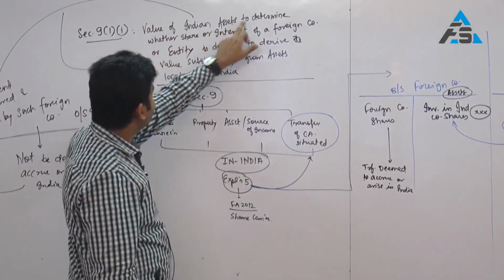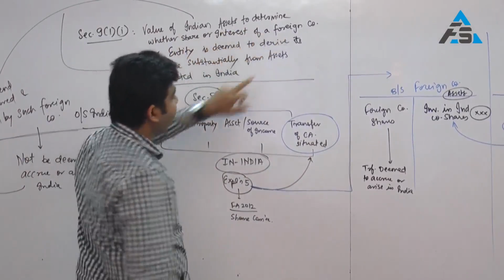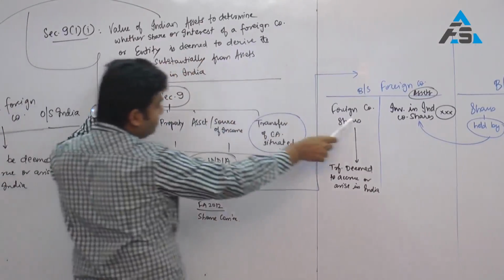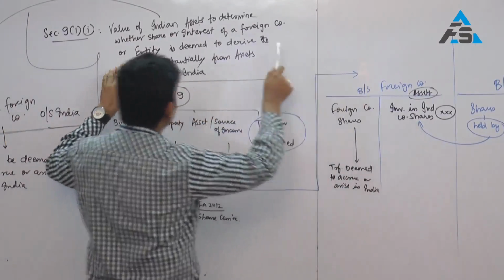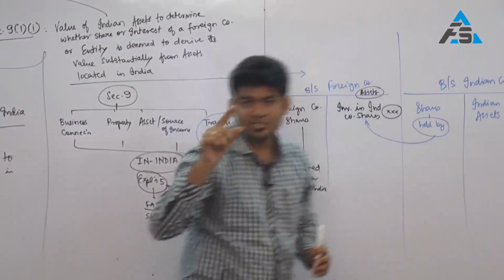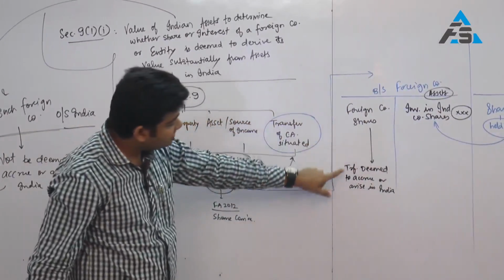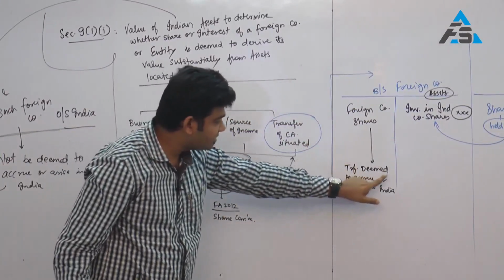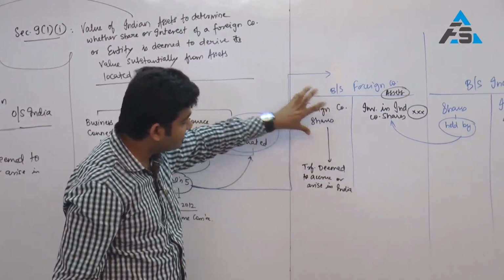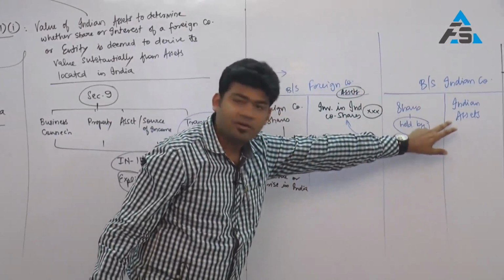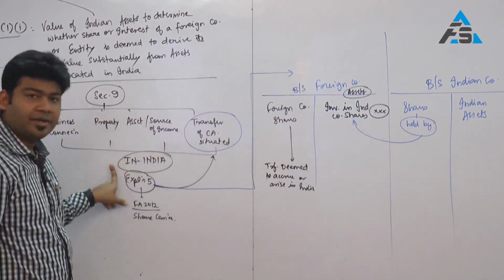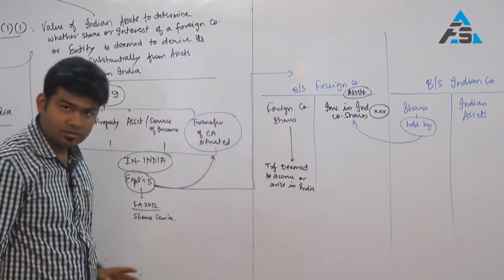Value of Indian assets to determine whether share or interest of a foreign company or entity is deemed to derive. This company is deriving its value substantially from assets located in India. Explanation 5 says, in such cases, when this foreign company's shares are transferred, it will be considered deemed to accrue or arise in India. Why? Because the value of this foreign company's shares is directly or indirectly coming from the Indian assets, transfer of capital assets situated in India, asset, source of income in India. I hope Explanation 5 is clear.